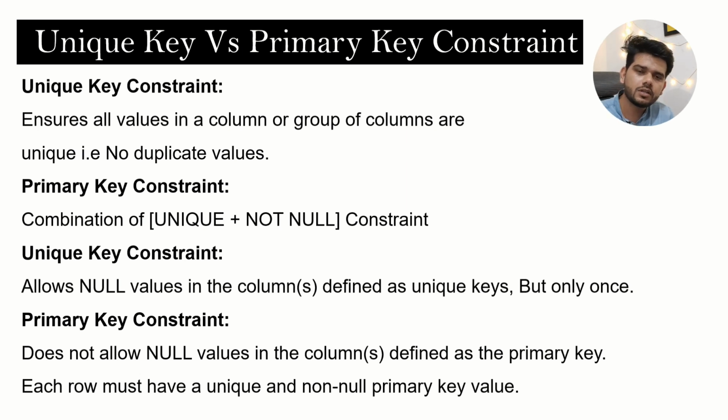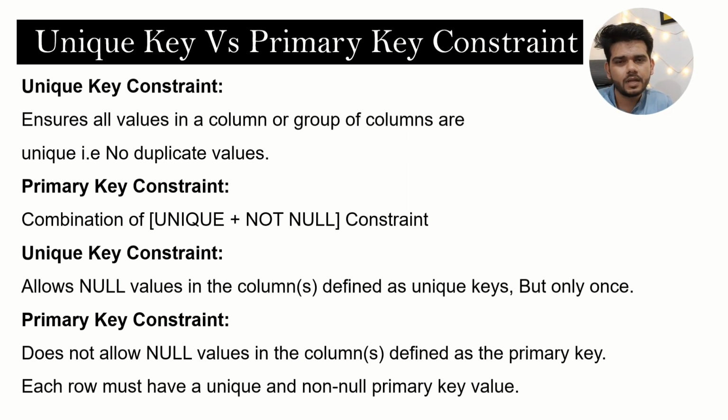And if you talk about null values being stored, the unique constraint allows only one null value to be stored in a column or group of columns, but not more than one, because for more than one it will consider it a duplicate. On the other hand, the primary key constraint does not allow any null values to be stored.